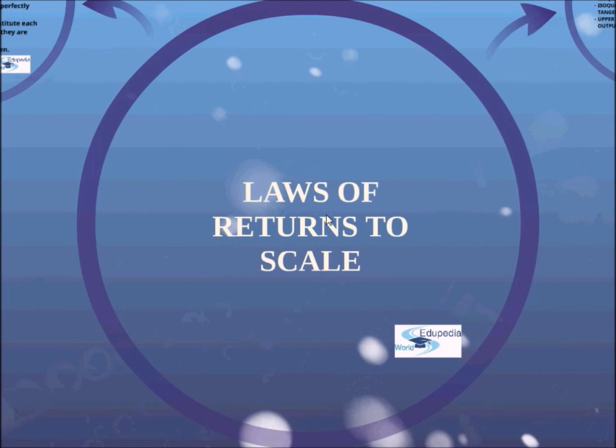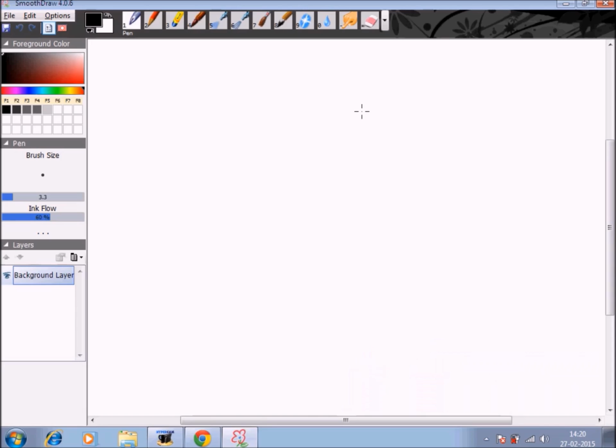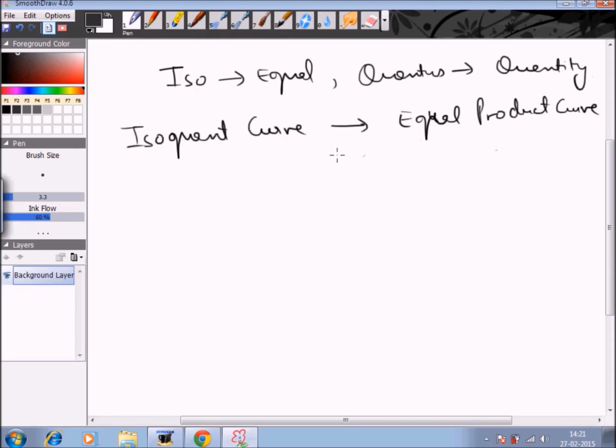The law of returns to scale can be well explained through the production function and the Isoquant curve. We'll first start with the Isoquant curve. So what is an Isoquant curve? Isoquant is a word derived from Greek, where iso means equal and quantus means quantity. So we also call the Isoquant curve the equal product curve, or the production indifference curve.